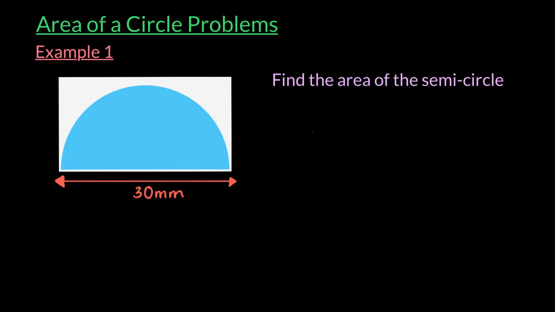So the first example asks us to find the area of this semicircle, and we have the blue semicircle and the length that's marked on it is this 30 millimeters going across here. So that represents the diameter. So if the diameter is 30 millimeters, then the radius is 15 millimeters. That means that 15 millimeters is the length and the dimension that's going into our formula.